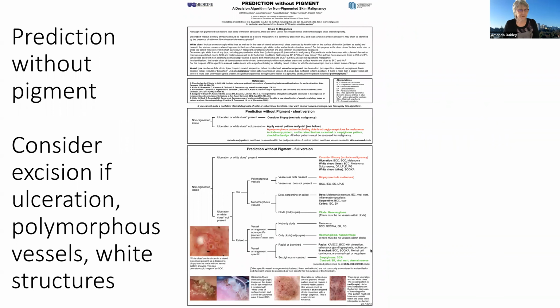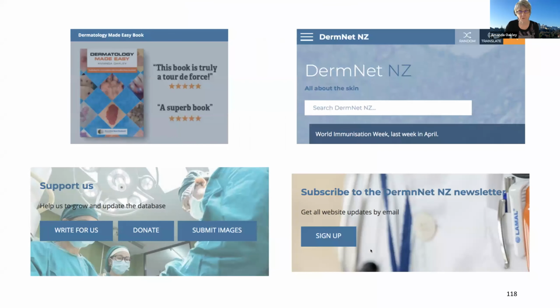But not every lesion has pigment. We have to consider what to do with skin-colored lesions. Basically, you might consider cutting them out if the skin-colored lesion is ulcerated spontaneously, has polymorphous vessels, that's to say a mixture of linear and dotted vessels, and if you see white structures, especially on polarized dermoscopy. So that's a whistle-stop tour through dermoscopy and the diagnosis of skin lesions for beginners.